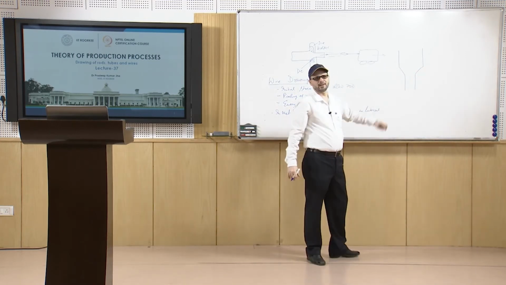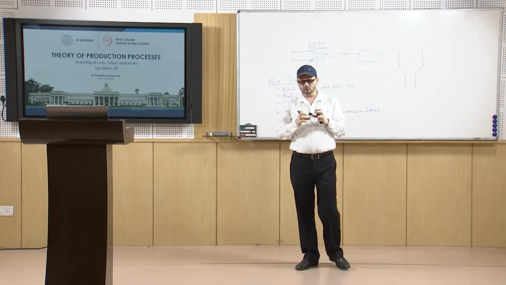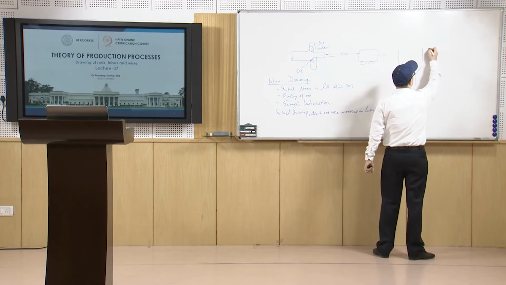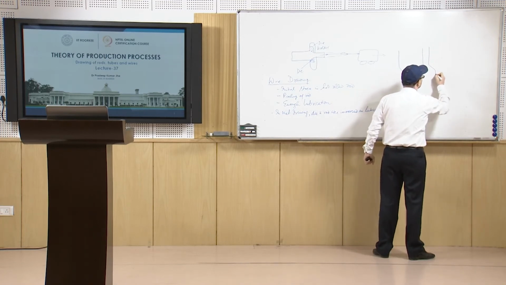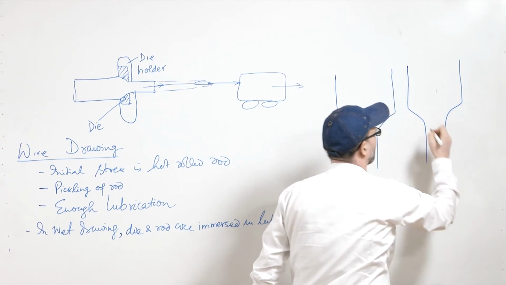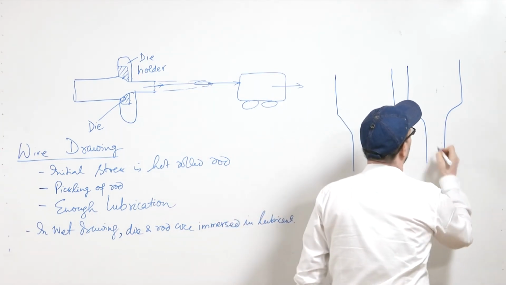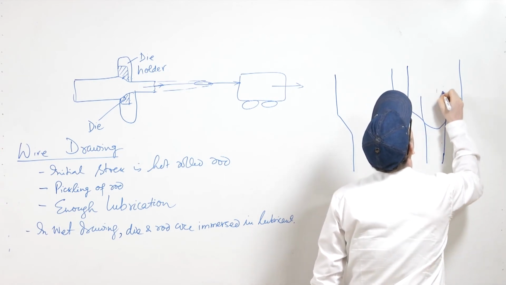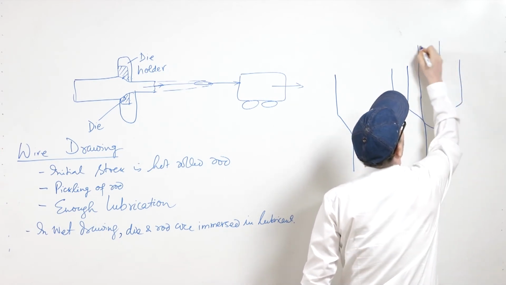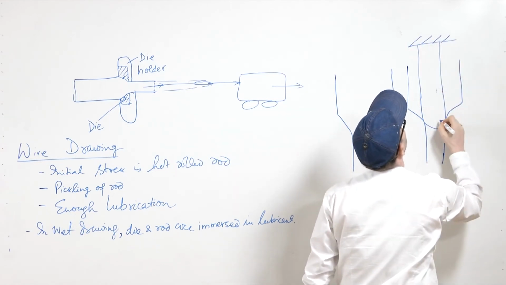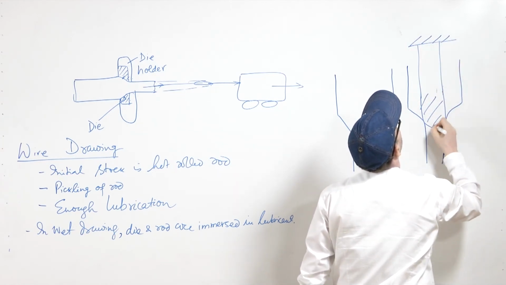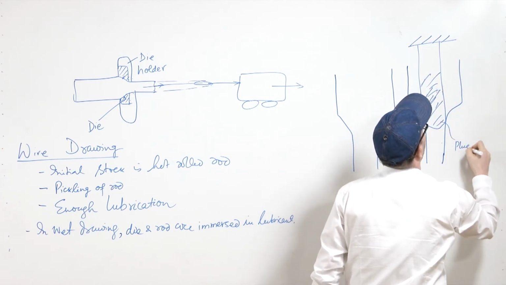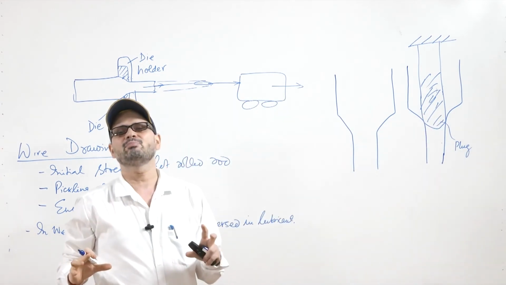When you do not use anything, the tube which you make is known as tube sinking. Then you can use one mechanism where the plug is fixed from here, so this is known as a fixed plug. This is using the fixed kind of plug.